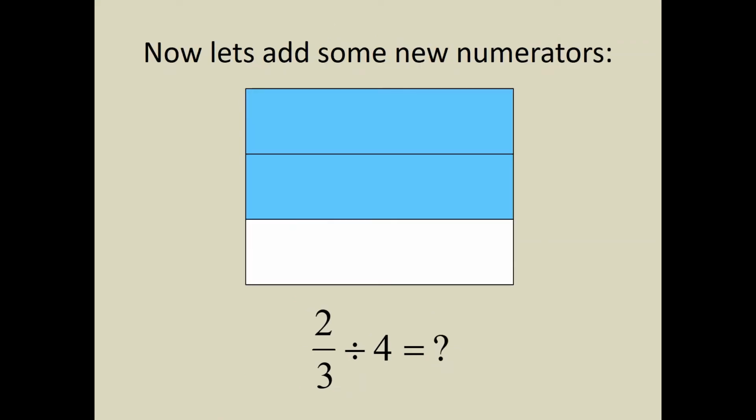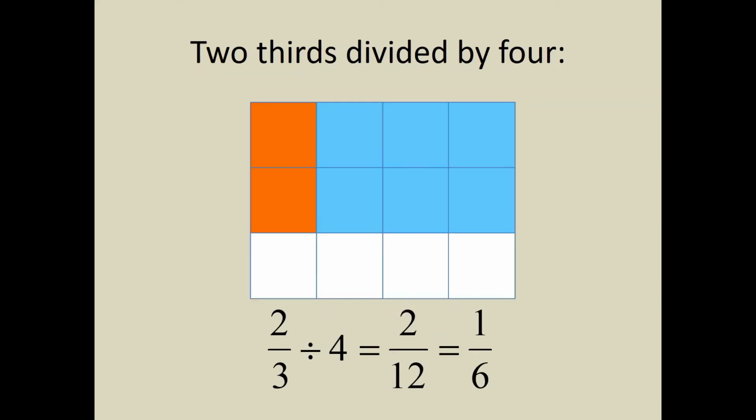Now let's add some numerators. 2/3 divided by 4. Again, I'm going to put 4 over 1. Then that's going to give me 2 times 1 is 2. 4 times 3 is 12. 2/12ths, and we have then simplified it because 2 and 12 are both multiples of 2, so we can divide them both by 2 to get 1/6.